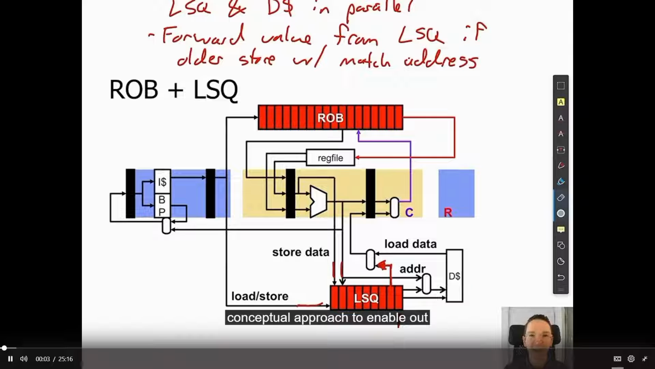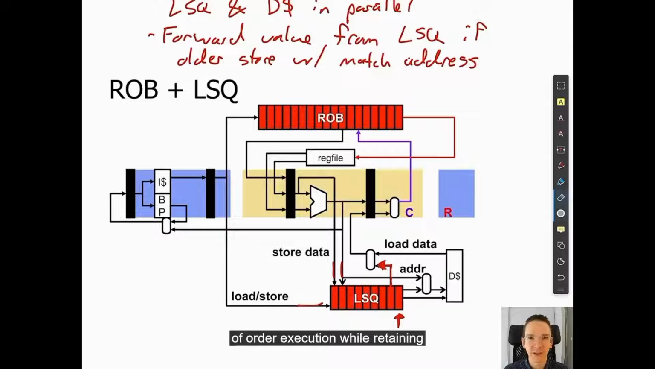So we've seen the conceptual approach to enable out-of-order execution while retaining precise state so that we can handle exceptions and control misspeculations in this out-of-order pipeline. We can retain correct sequential semantics. We saw that the reorder buffer, at least abstractly, implements that concept of the instruction buffer or instruction window.